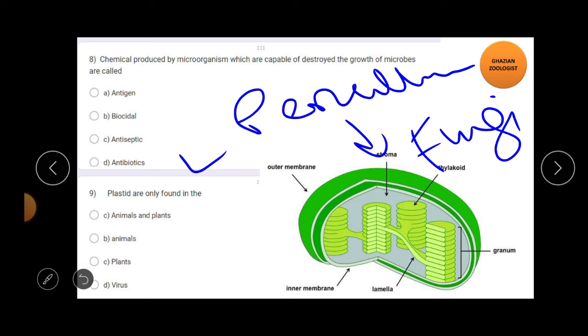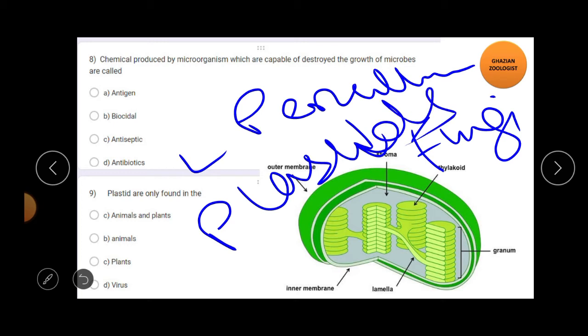Next is plastid, found only in... actually the plastid is mostly present in green plants. It is present in plants, and to some extent in blue green algae maybe, because they also show the green color which indicates the presence of plastids. There are different types of plastid like leucoplast, chromoplast, etc. But our right option here is plant.